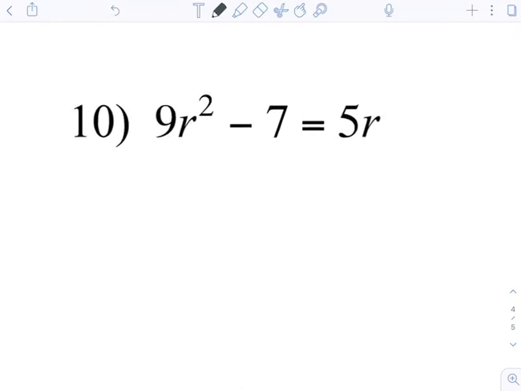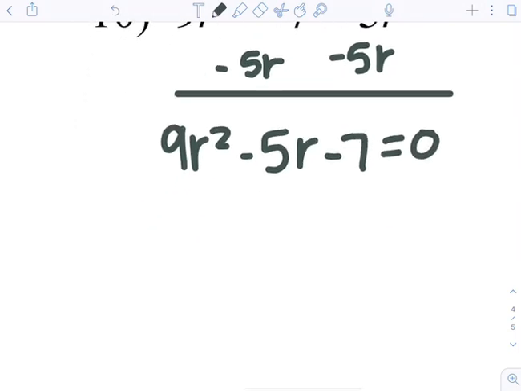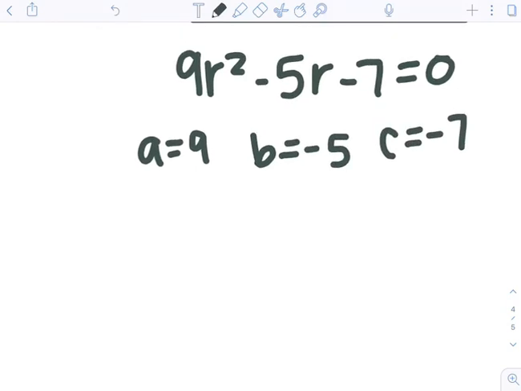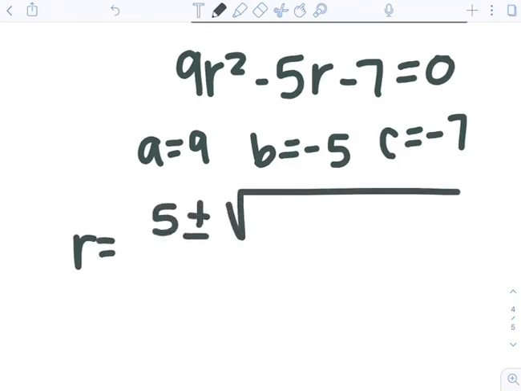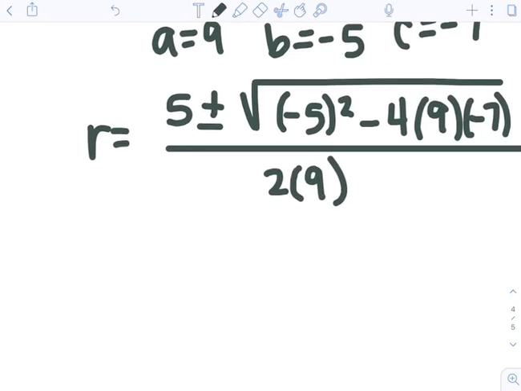Okay, and then last one, I need to make sure it's set equal to 0, so I'm going to subtract 5r from both sides. So I get 9r squared minus 5r minus 7 equals 0. So my a is 9, my b is negative 5, and my c is negative 7. So r equals the opposite of b, so it's going to be positive 5, plus or minus the square root. So I get negative 5 squared minus 4 times a times c all over 2 times a.